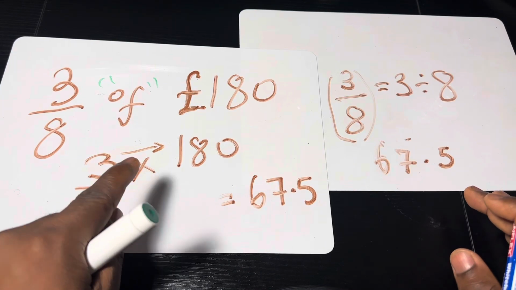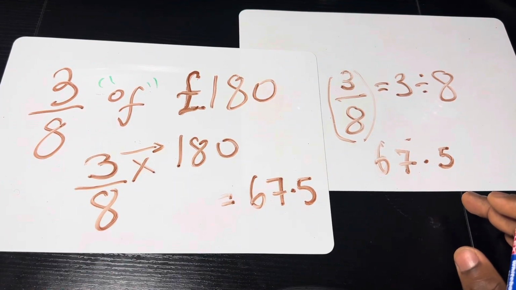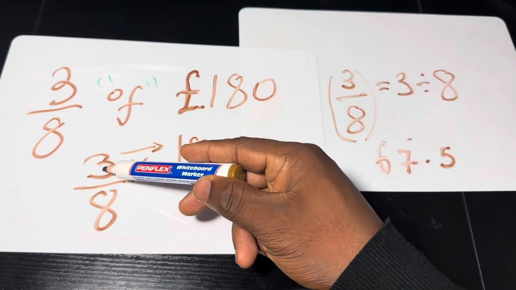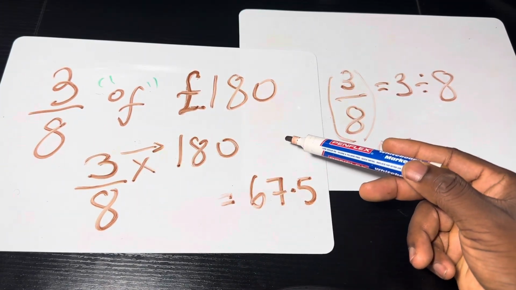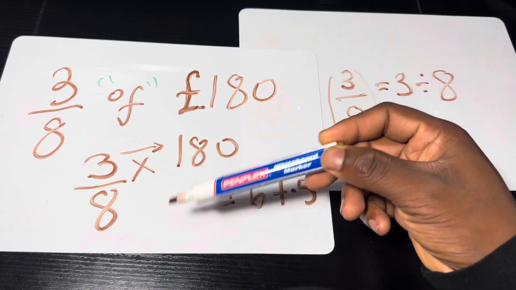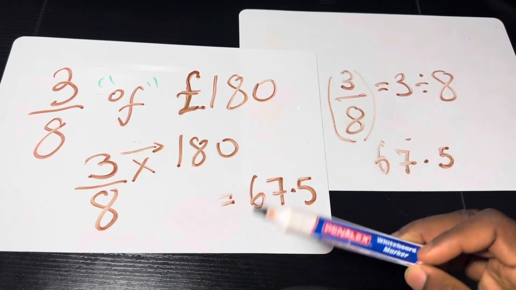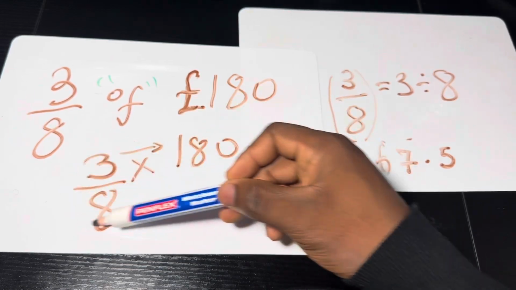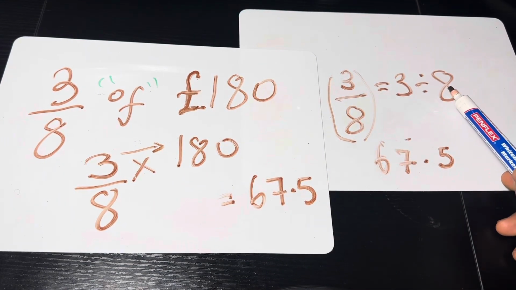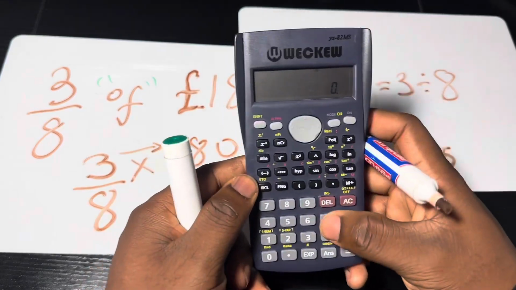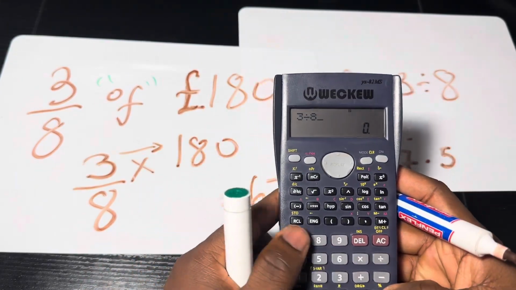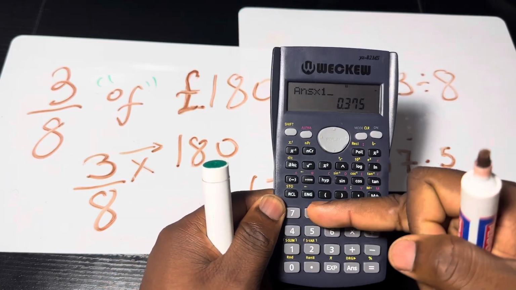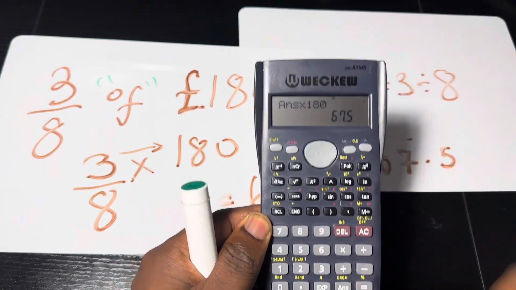So using a calculator is quite straightforward and simple. Remember to always change the "of" sign to times. Once you have that, you can multiply the top number by whatever amount you have, and then you divide whatever you get by the down number. Or, if you want, you can first of all express the fraction as division on your calculator, so 3 divided by 8. And then whatever you get, because of means times, you just times that by 180, and it gives you your answer.